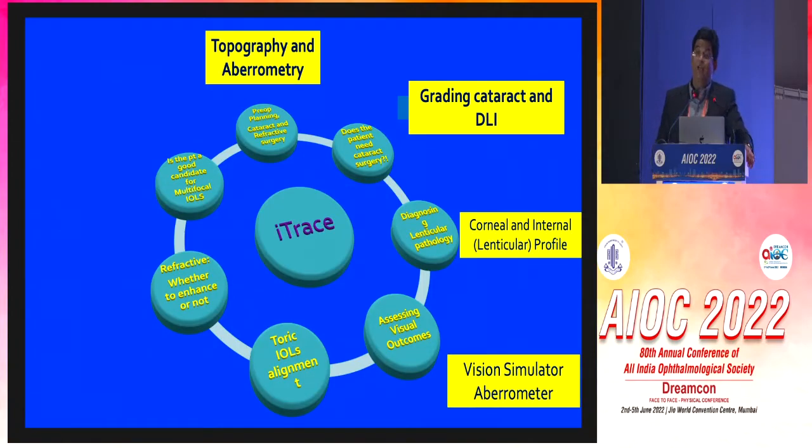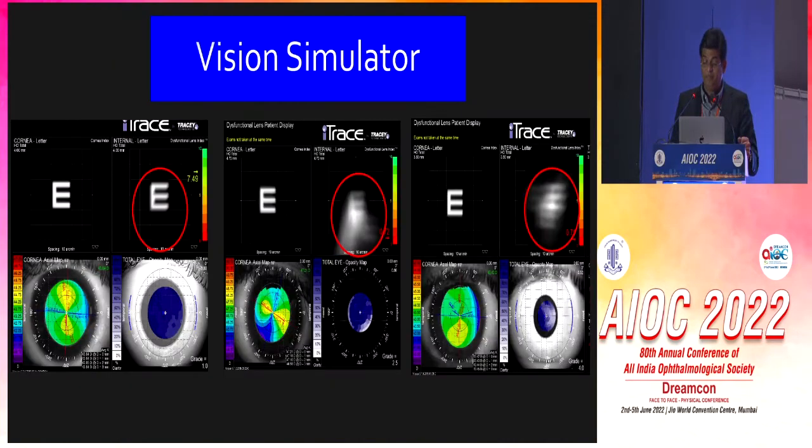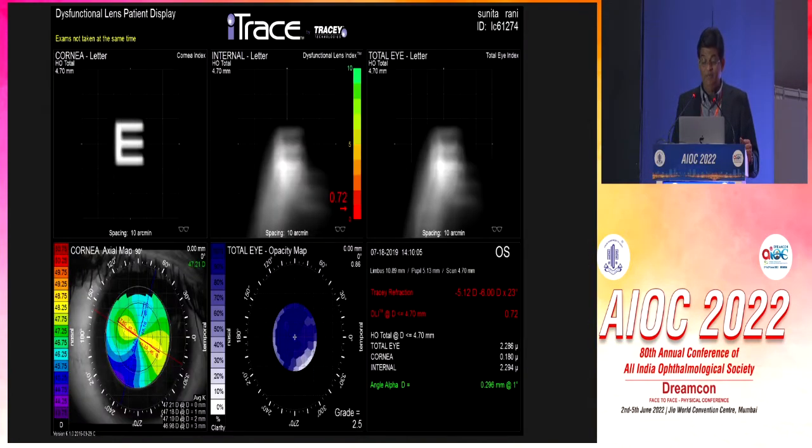Then we move on to diagnosing lenticular pathologies and assessing visual outcomes in patients of surgery. We have something known as a vision simulator. A patient comes to us, has a cataract. For the doctor also, it's so much easier to show this to the patient and say, listen, I understand your problem and probably this is what you're looking at. It's remarkably accurate, what it generates. This is the kind of simulator that is available on the EyeTrace.